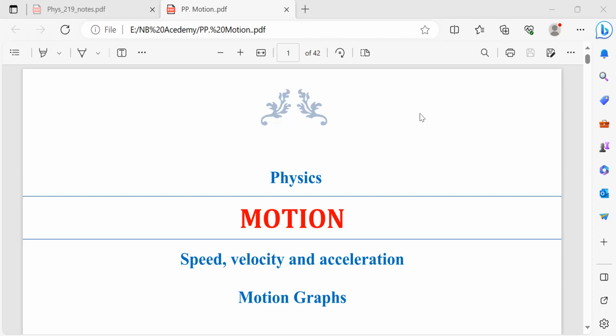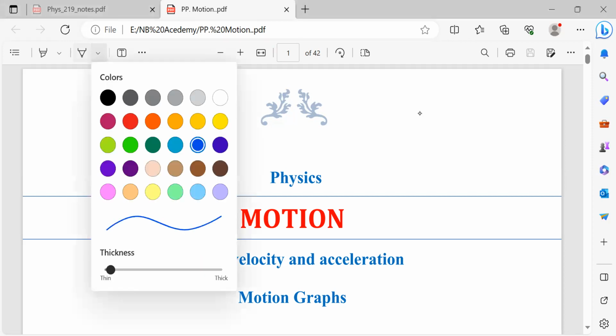Okay, here we have this topic about motion. The terms we're going to deal with are speed, velocity, and acceleration, and also motion graphs.